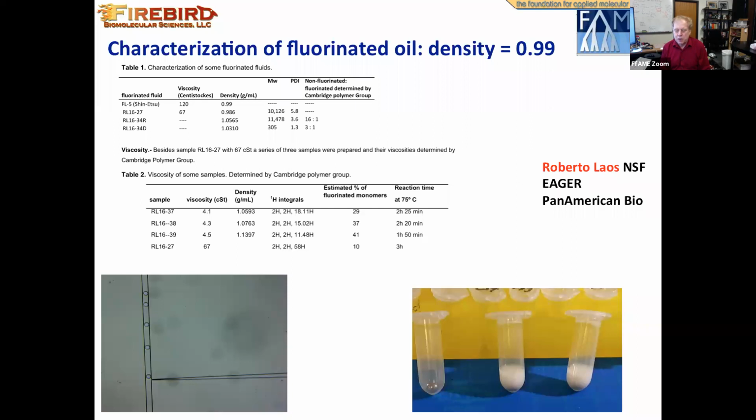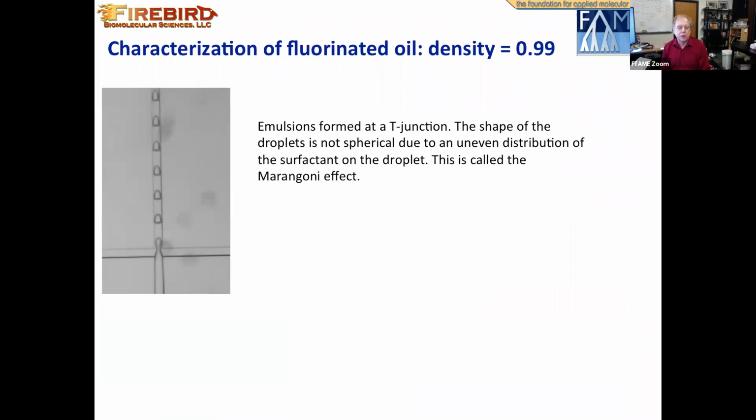But you can see on the lower right, these are pictures of the emulsions, and they can be stable. They mix uniformly in the total volume. That dispersion is stable for weeks. You can see some droplets being formed at a T-junction. I think I have better pictures, yeah, here. So what you're looking at here is the water coming in from the bottom, going into the fluorinated oil, flowing from the right and left, and forming these droplets. And you can actually see the Marangoni effect, which arises from uneven distribution of the surfactant on the droplet. And so this is just great.